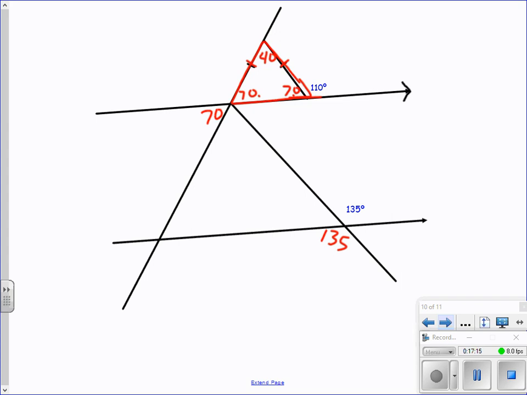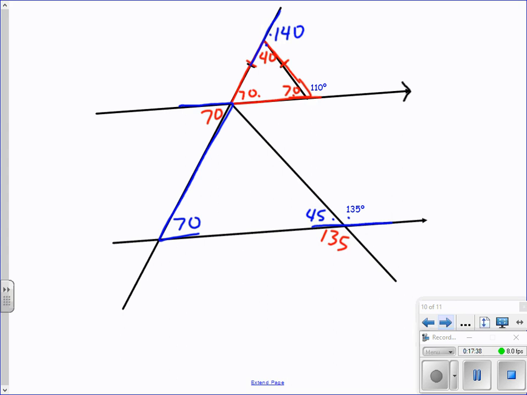Here's an opposite angle, we know that right away. And up here, we've got a supplementary angle. Those two add up to 180, so this has to be 140. Once we do some of the easy stuff, here is an alternate angle. That means this is 70. And here is a supplementary angle, so this has to be 45 degrees, because this one and this one add to 180.